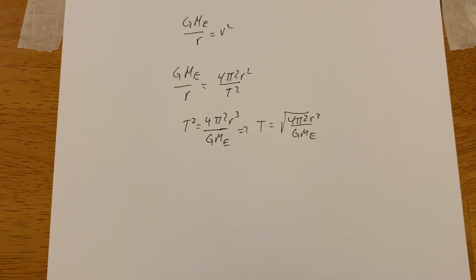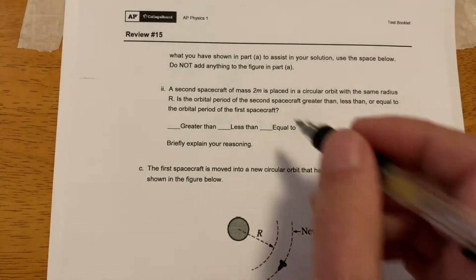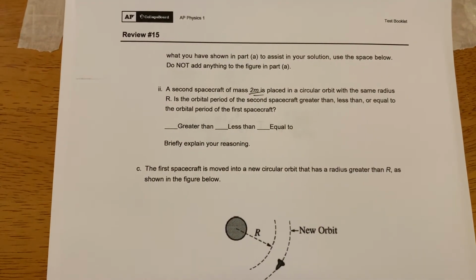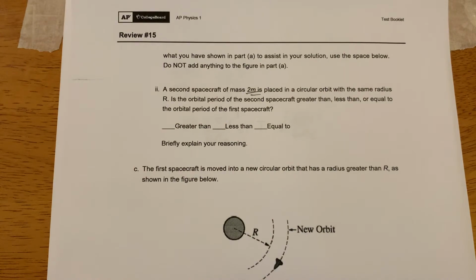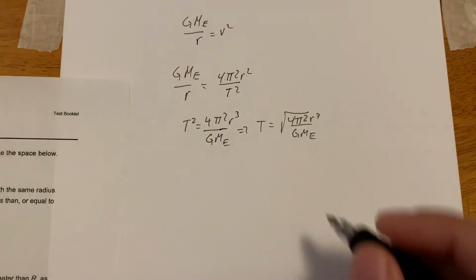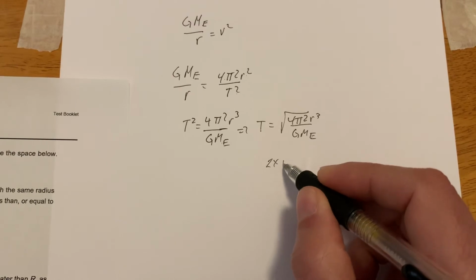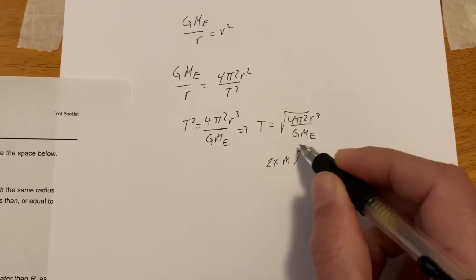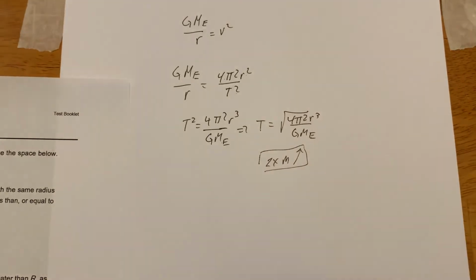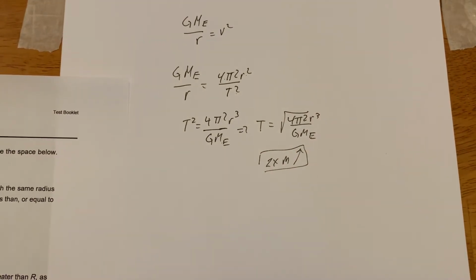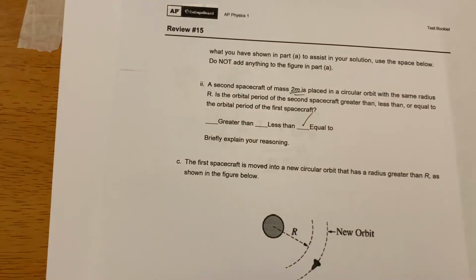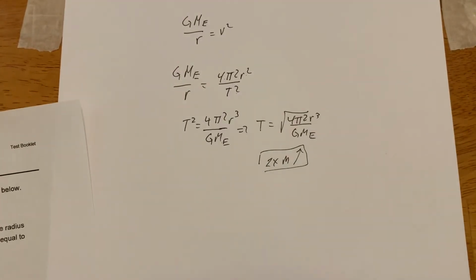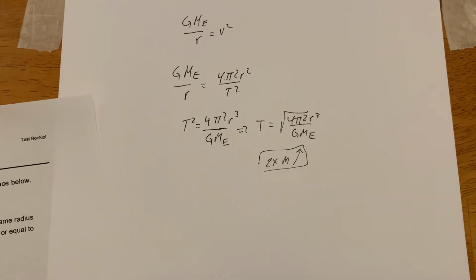So let's take a look at the next one. What do we got? A second spacecraft, doubling the mass, is placed in circular orbit. What happens to this orbital period? If I double it, 2 times m of the spacecraft, what happens to the period? Well, the answer is nothing happens to the period. Why is that? Because the period is not dependent upon the mass of the spacecraft, it's dependent upon the mass of the Earth. So the answer here is equal, and my explanation: the period is not dependent upon the mass of the spacecraft.